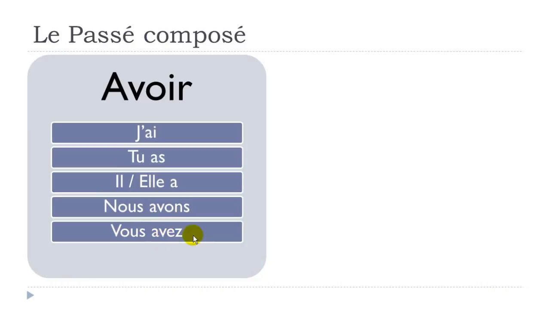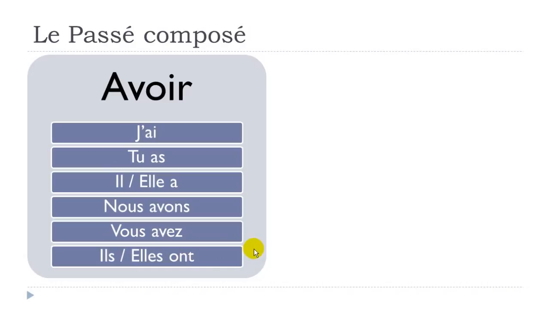Vous avez. Same thing here. Little link between the two. And then ils ont. So the link as well, the liaison. Elles ont. Alright, so j'ai, tu as, il a, elle a, nous avons, vous avez, ils ont, elles ont. Okay, so it's avoir in the present form.